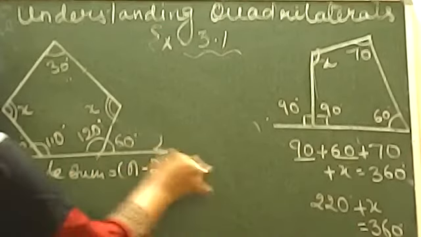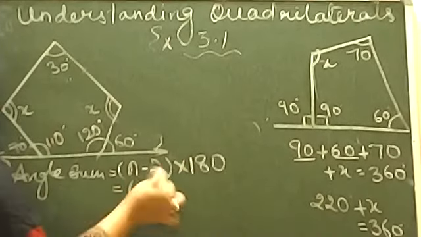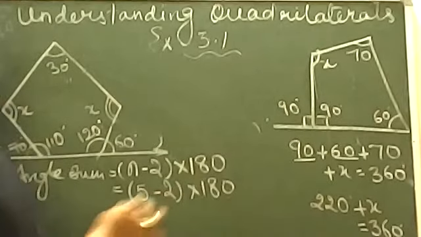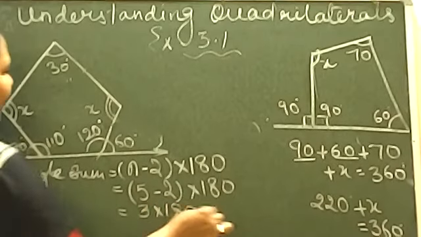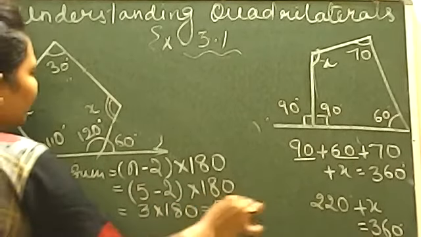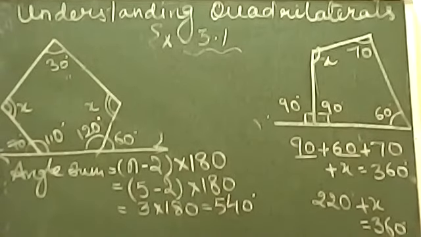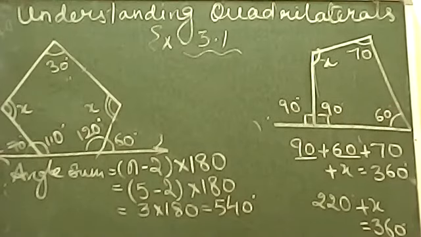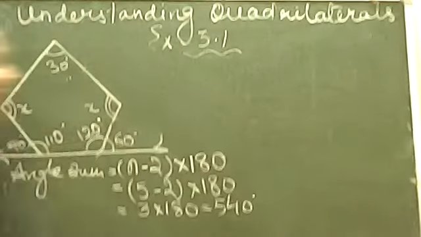n-2 into 180 डिग्री. सो n मतलब यहाँ पर हो गया 5 साइड्स, तो 5 - 2 into 180. So it will give you 5 - 2, that is 3 into 180, which will give you 540 degree. So beta, now you have got the angle sum as it is 540 degree. अब आप सिंपल वही प्रोसेस सॉल्व करोगे जैसा आपने अभी इसके पुराने वाले क्वेश्चन में किया था.